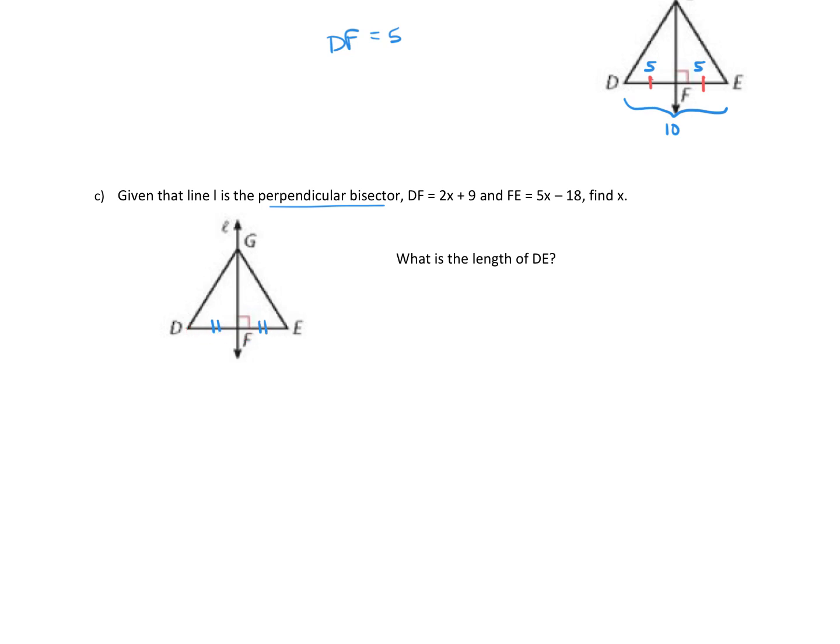Now we're told that DF is equal to 2x plus 9. So DF is just from here to here. This is 2x plus 9. So I'm just going to write that kind of small, 2x plus 9. And FE is 5x minus 18. So FE in the picture is this part of the segment. That is 5x minus 18.